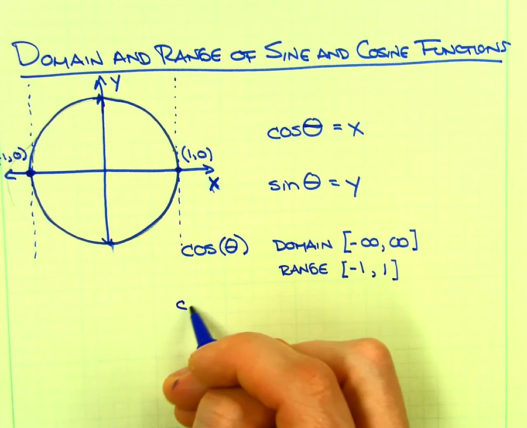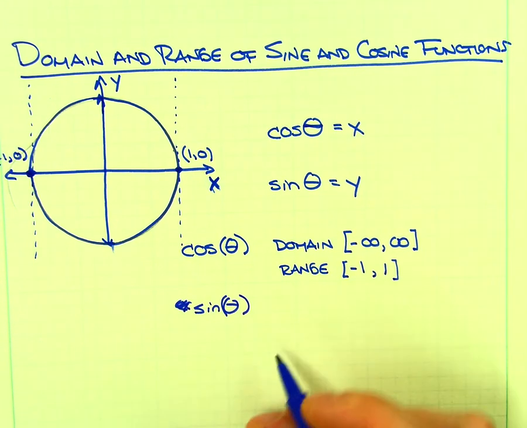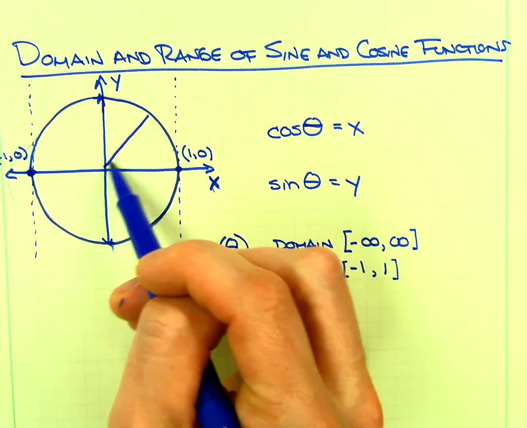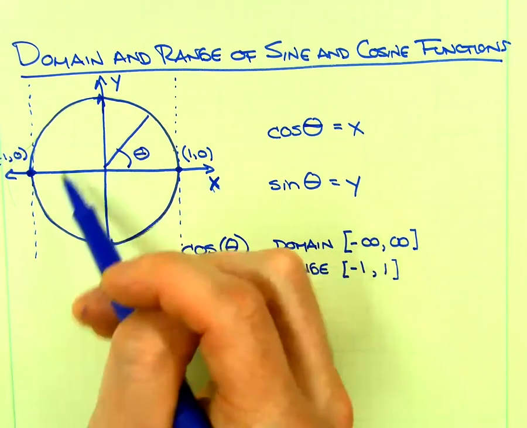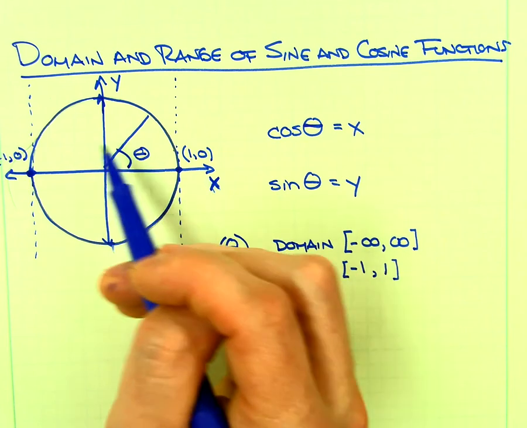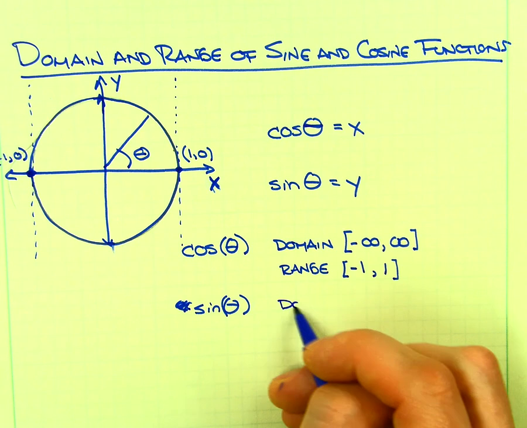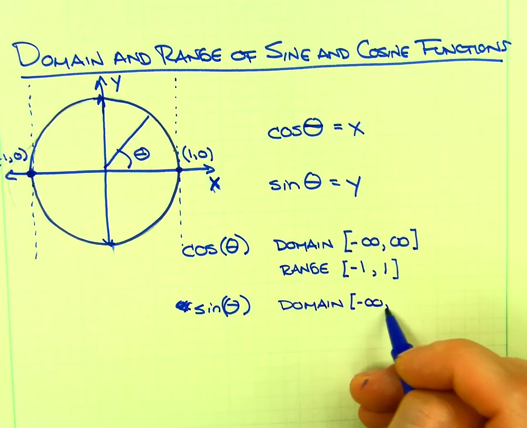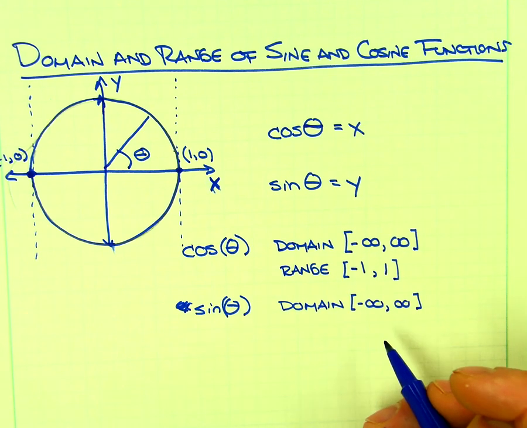Now I can do something really, really similarly with my sine function if I take a look at it. So same thing, I'm looking at theta, and theta could be any particular angle, right? So as theta is increasing, it can be negative numbers, it could be decreasing, it could be increasing, whatever. Theta is just spinning around. So once again, its domain is not restricted. Negative infinity to infinity. So the domain is not restricted on the sine function.